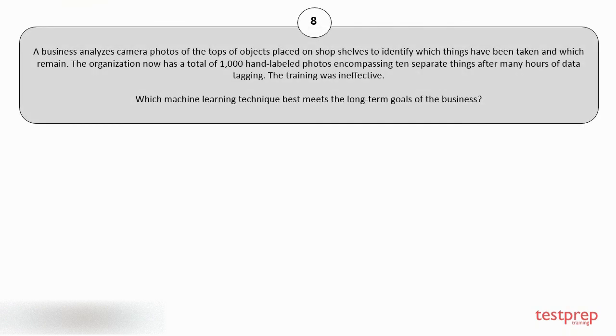Question number 8. A business analyzes camera photos of the tops of objects placed on shop shelves to identify which things have been taken and which remain. The organization now has a total of 1,000 hand-labeled photos encompassing 10 separate things, after many hours of data tagging. The training was ineffective. Which machine learning technique best meets the long-term goals of the business?